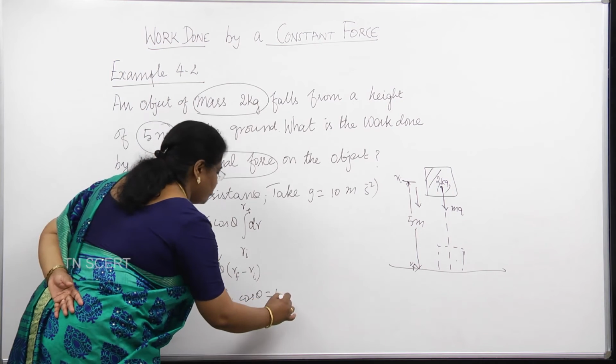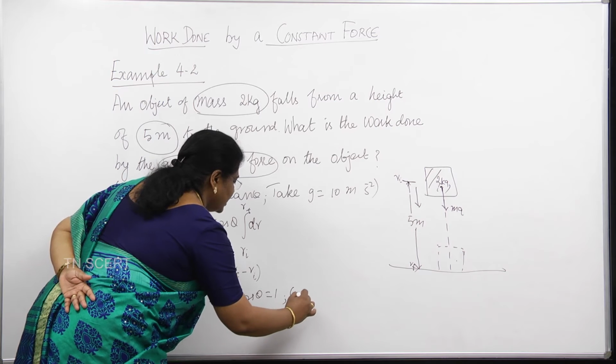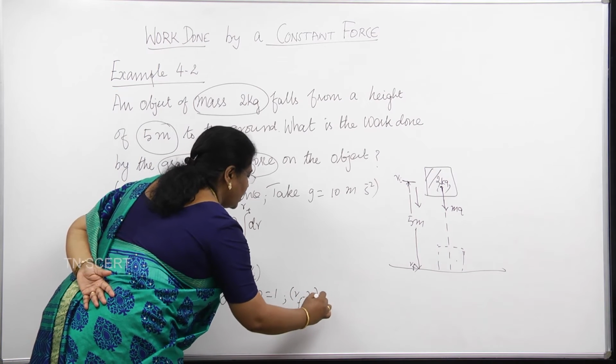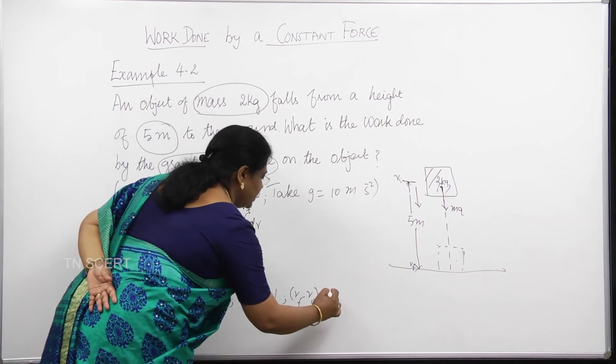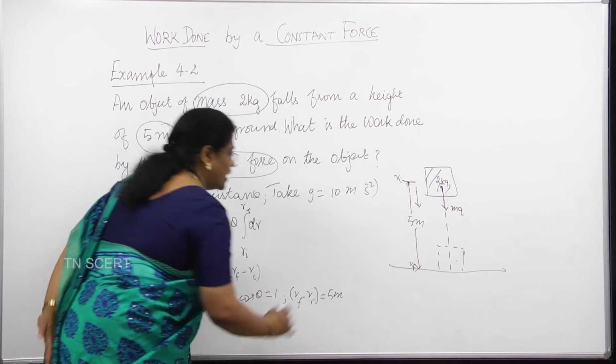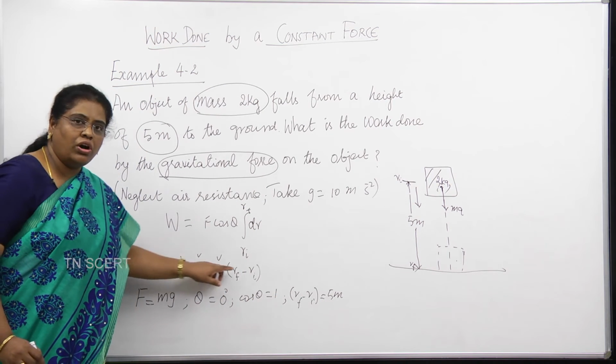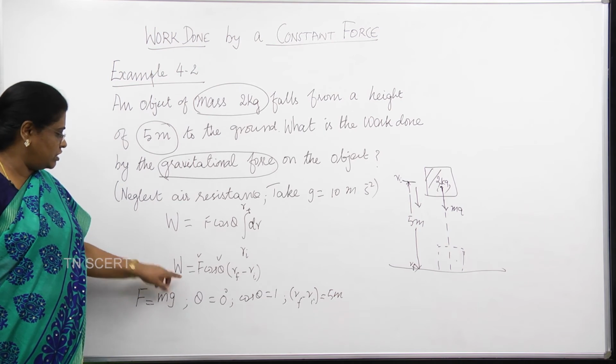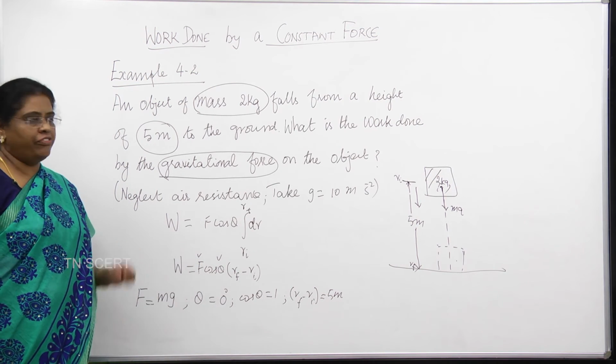And what is Rf minus Ri? That is your displacement, and already it is given as 5 meters. So, now I have all the parameters I need to calculate the work done. Let us substitute in the formula.